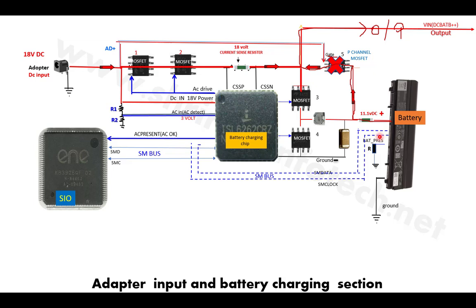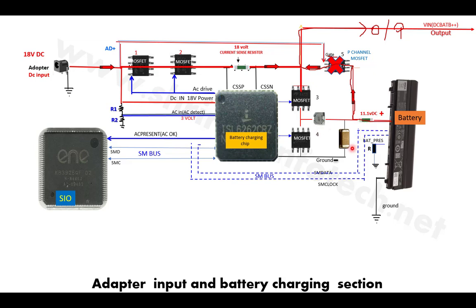So when the battery tells this SIO that it needs the current, at that time SIO informs this battery charging chip. It gives the command to this chip, saying that it should generate the voltage for the battery and give 11.1 volt to the battery, because my adapter voltage is something around 18 to 19 volt, and my battery needs 11.1 volt.